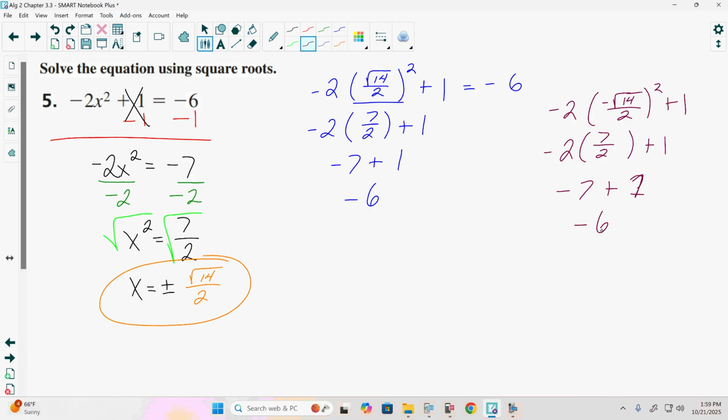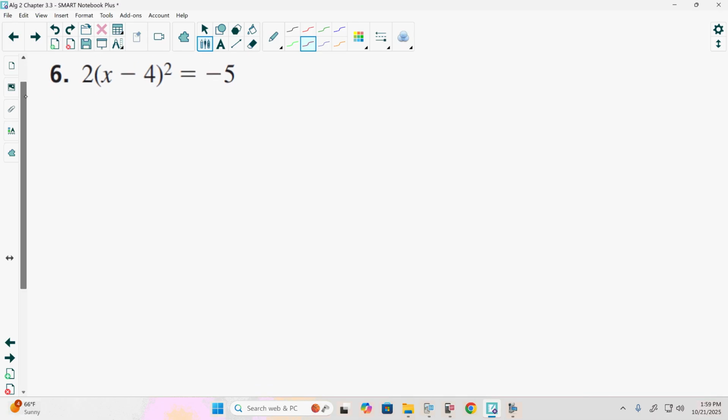Questions on this here? Be ready for the next one. 2 times x minus 4 squared equals negative 5. Now we can still do the square root method for this here because the only place the variable is inside that set of parentheses being squared. So the first thing we can do is get that set of parentheses by itself.